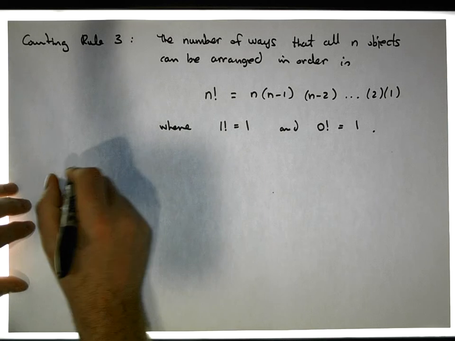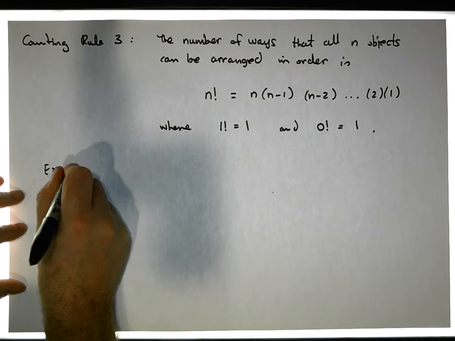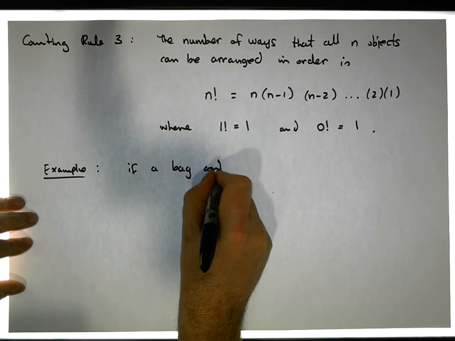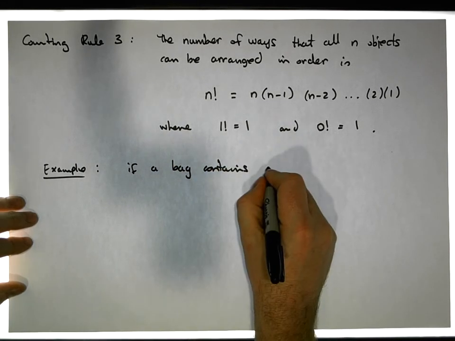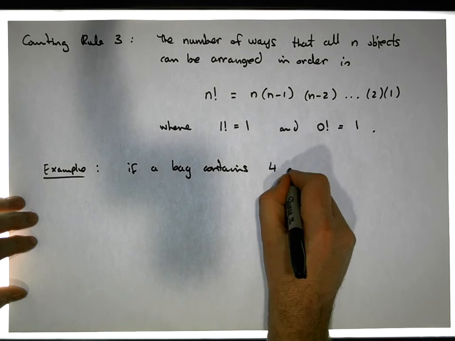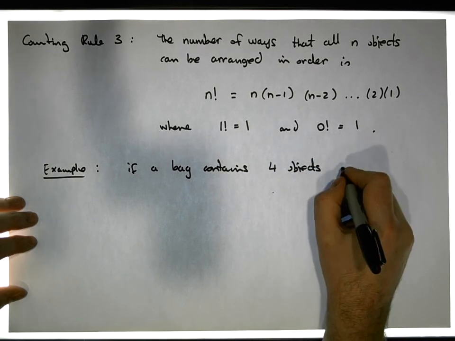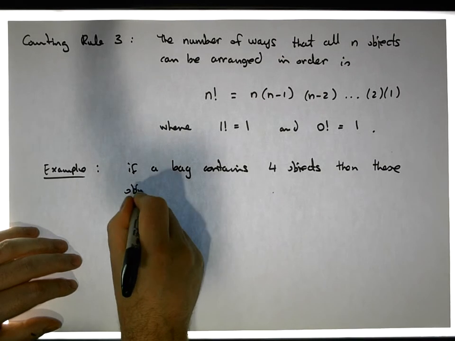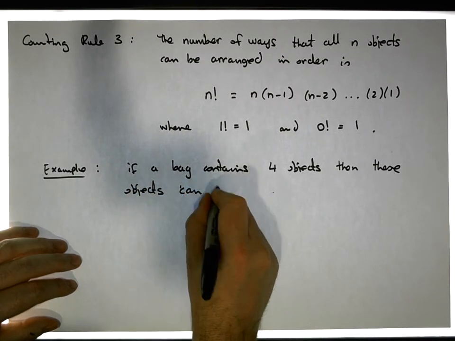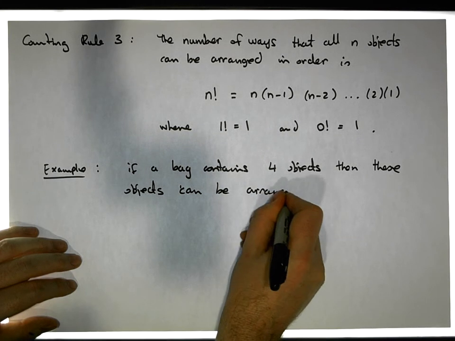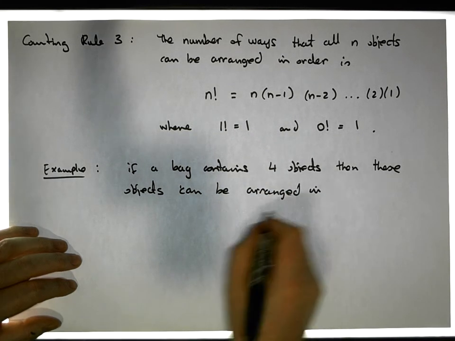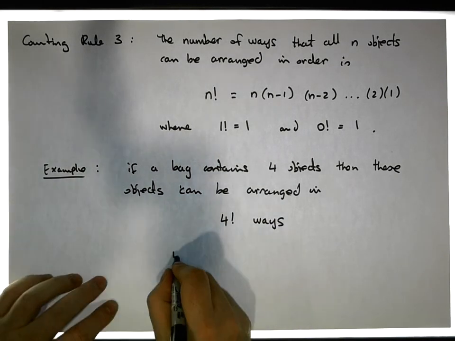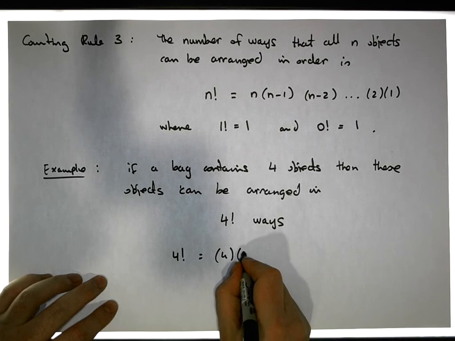So for example, if a bag contains 4 objects, then these objects can be arranged in 4 factorial ways, which is simply equal to 4 times 3 times 2 times 1.